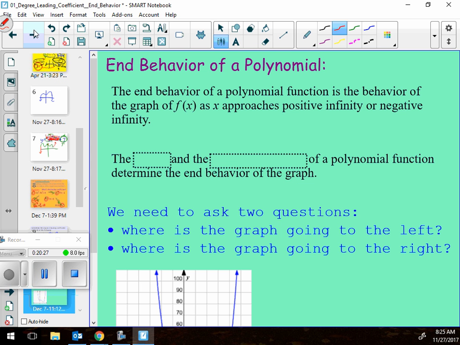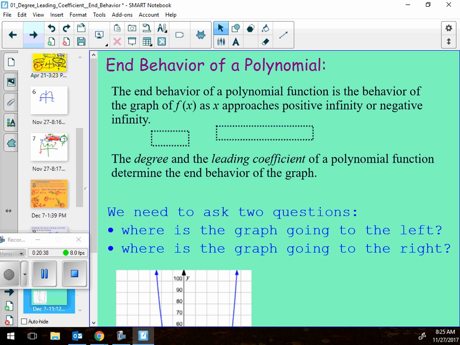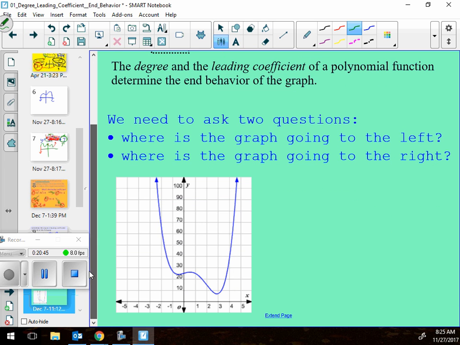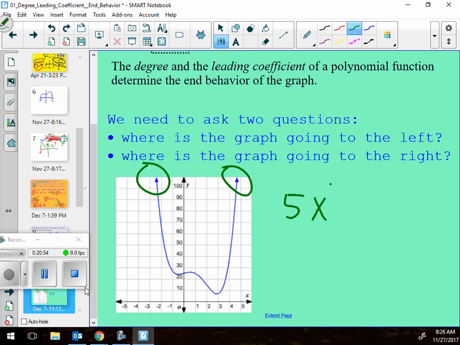Okay, so the blank and the blank determine the end behavior. The degree, whether it's odd or even, and the leading coefficient, if it's positive or negative, determine the end behavior. All right, so if you looked at this guy, would you agree it's up and up? Then tell me, could this possibly be the lead term? No, what's wrong with it?